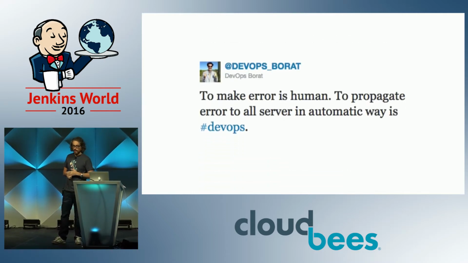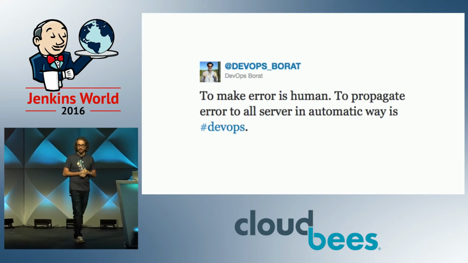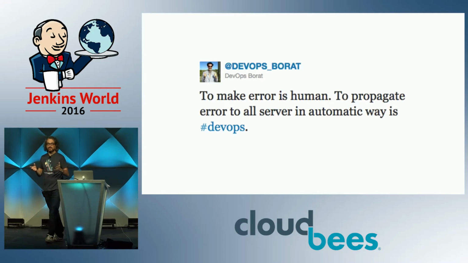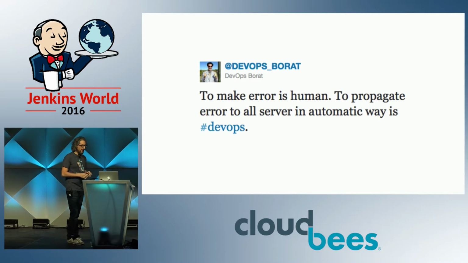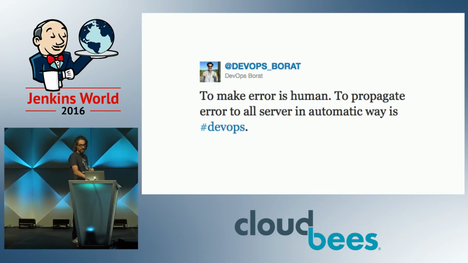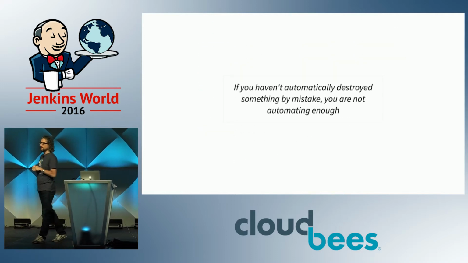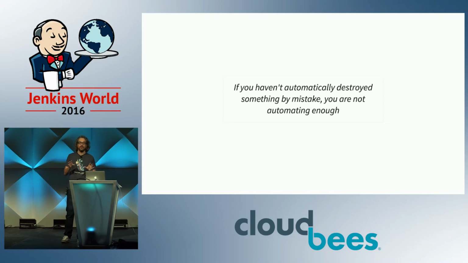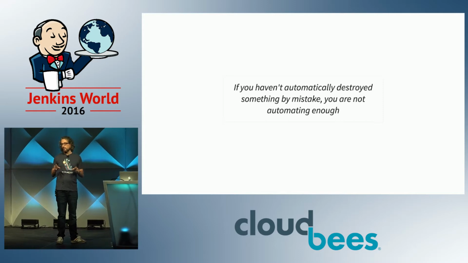using Docker. And I love this quote: to make errors is human, to propagate errors to all servers in an automatic way is DevOps. This is from the DevOps Borat Twitter account. I think this summarizes pretty well the level of automation we want. And a quote that I just made up after this weekend preparing the demo for the keynote: if you haven't destroyed something automatically, you are not automating hard enough. Your automation is not up to speed with what you want to do, right? If you have a good level of automation, at some point in time, you have destroyed something that you shouldn't.